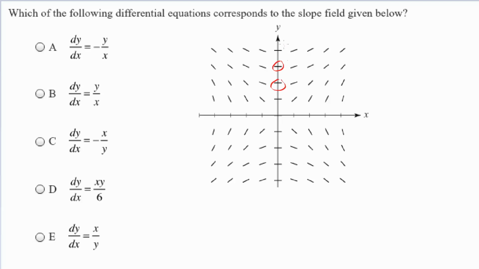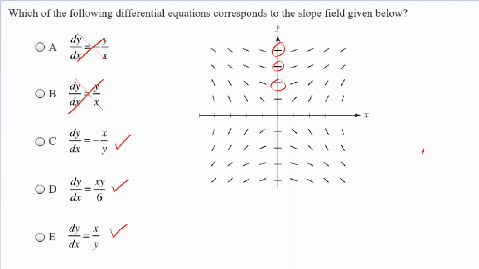Whenever x is 0, it appears that the slope is also 0. So let's look here. If x is 0, this is undefined. If x is 0, this is undefined. If x is 0, this one could be 0. This one could be 0, and this one could be 0. All right, so we've knocked off 2.